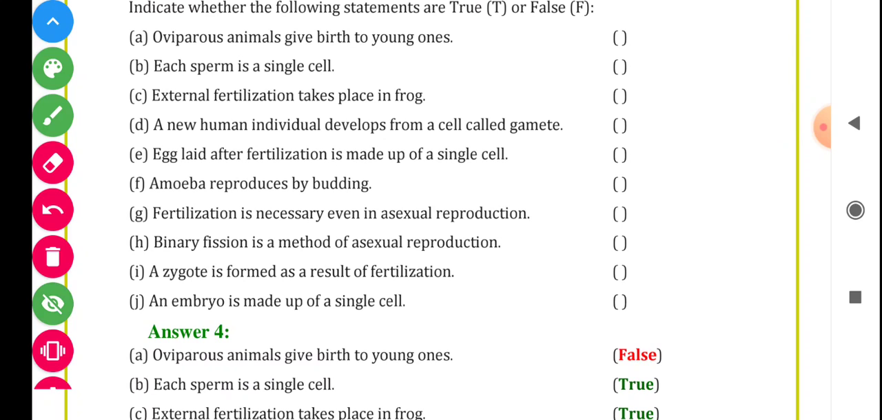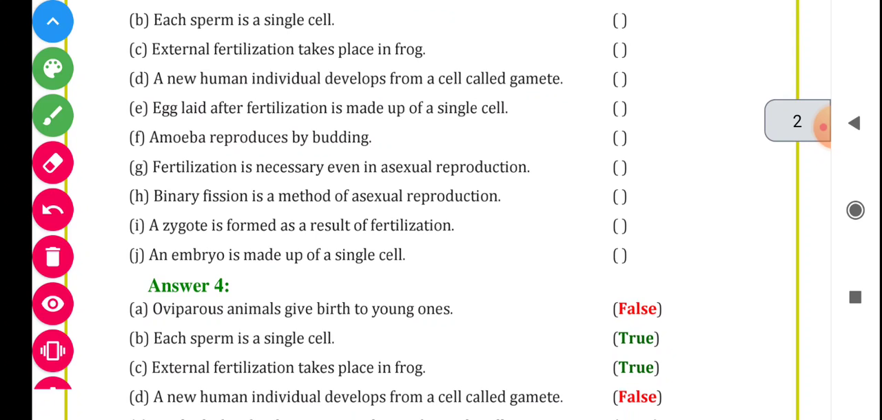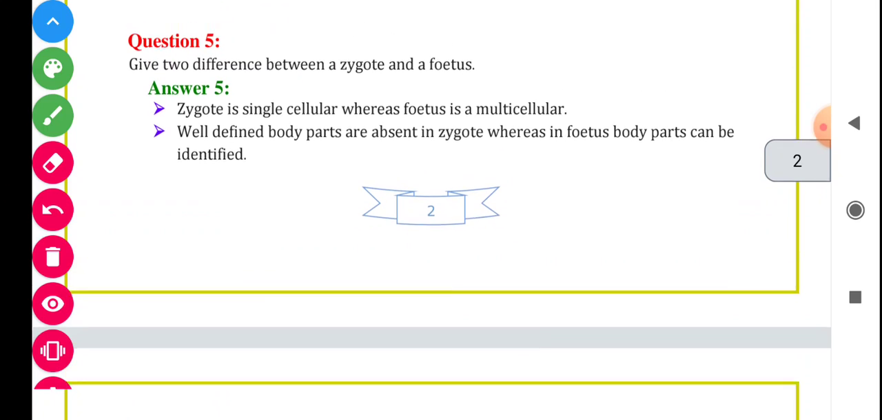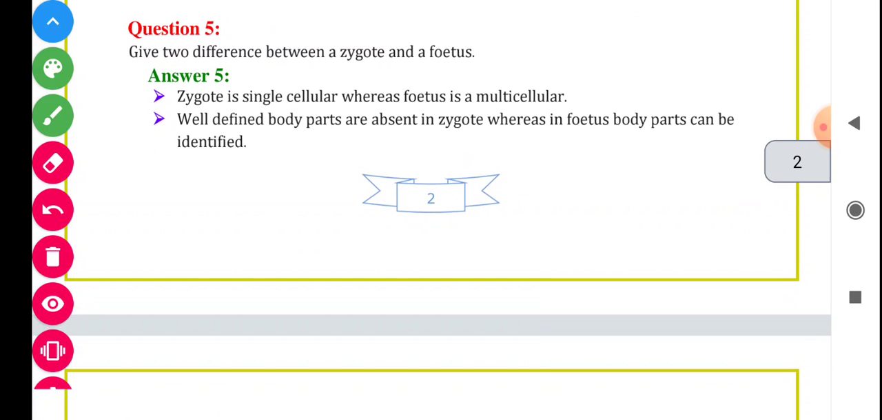Then, a new human individual develops from a cell called gamete. No, it will not form from the gamete. It will form from the embryo. So students, here I will only discuss the 4 to 5 true or false questions. Other questions I will leave to you.